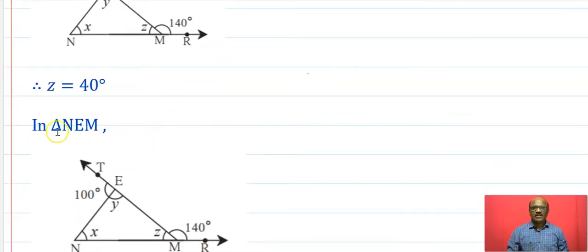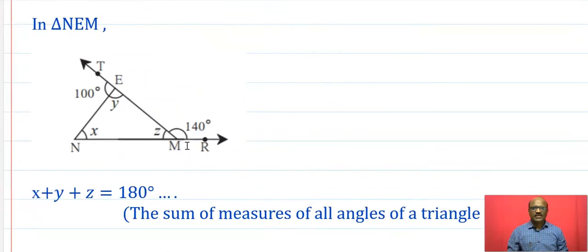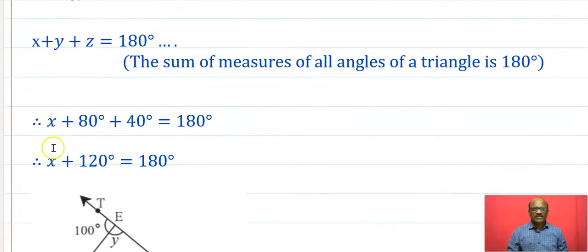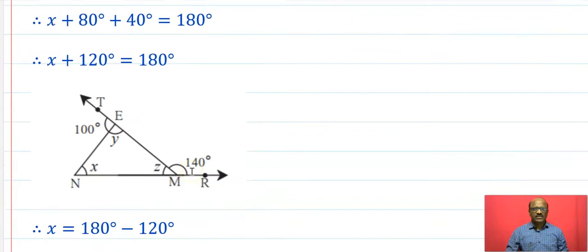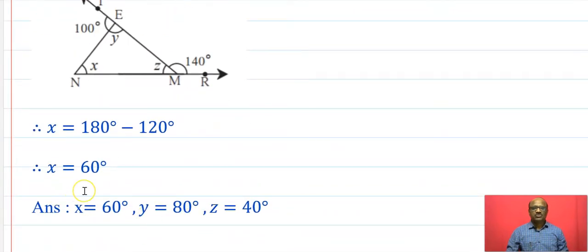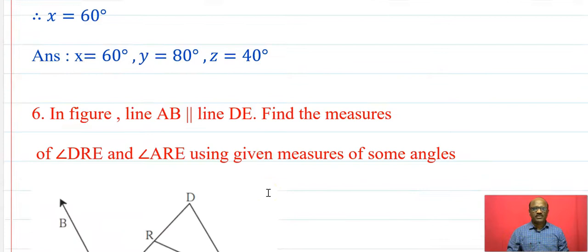Again, in triangle NEM, the measure of angle X plus Y plus Z is equal to 180. Substitute the values of Y and Z, then you will get X plus 80 degrees plus 40 degrees is equal to 180. Therefore X plus 120 is equal to 180. Therefore X is equal to 180 minus 120, that is equal to 60 degrees. Therefore the values are X is 60 degrees, Y is 80 and Z is 40 degrees.